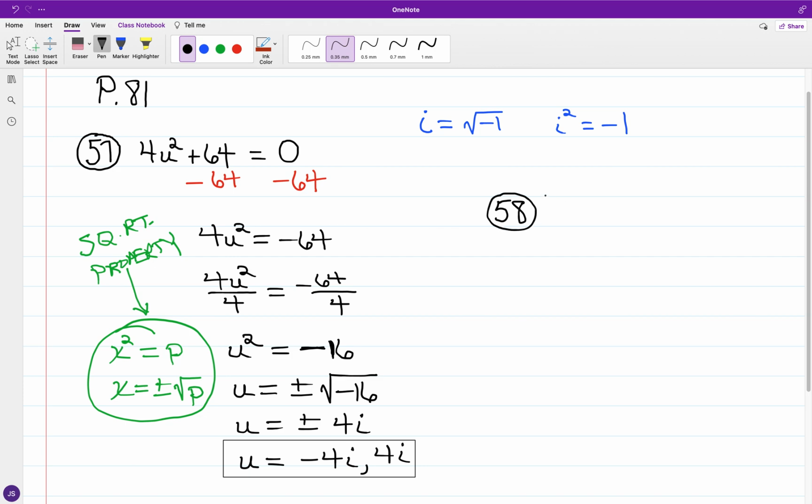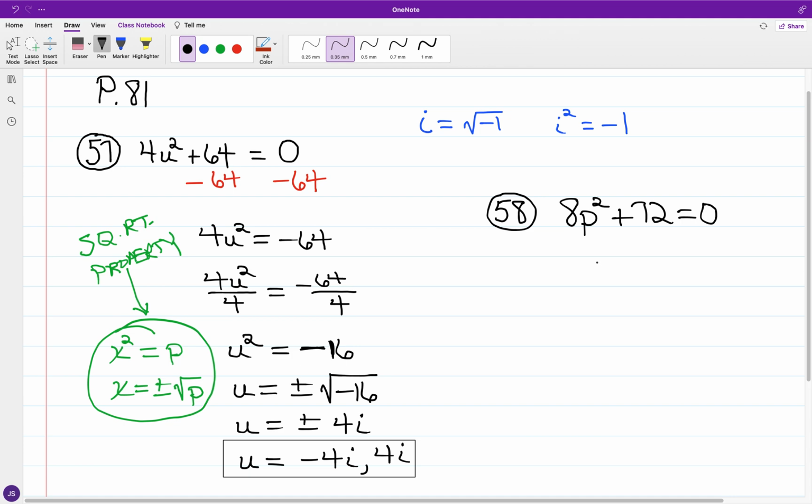This time we're going from the variable u to the variable p, whereupon we have 8p squared plus 72 is equal to 0. Let me pause. I could divide the whole equation by 8, and I could have divided the whole equation by 4 and just have the square of the variable. But again, just like earlier, I'm going to wait until the later stage of dividing by the number that is in front of the squared variable.